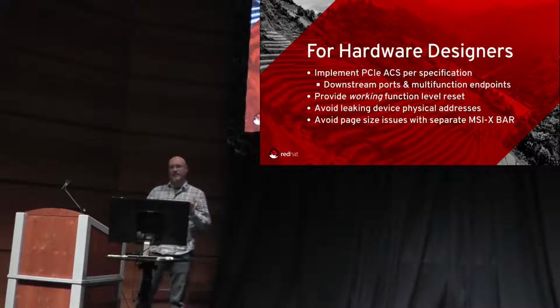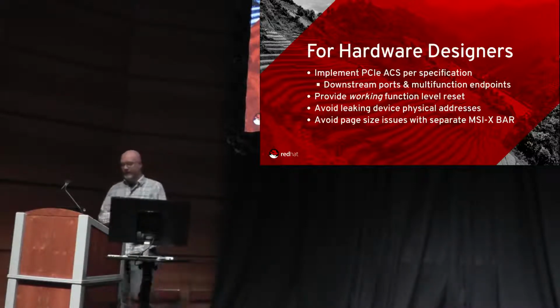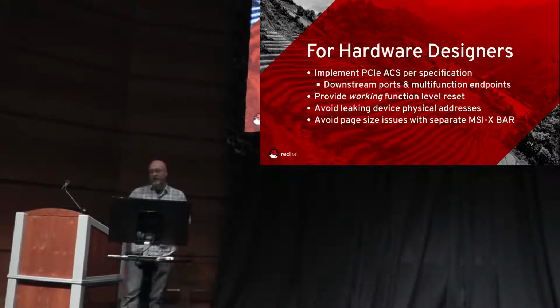And again, for hardware designers, things to do to avoid these sorts of quirks. ACS, as I mentioned, provides us the isolation we need, gets those IOMMU group sizes smaller. Working function level resets, shouldn't need to say working and provide this feature, but we do. And avoid leaking any sorts of physical addresses. So we should only be looking at physical addresses of the device through the PCI config space. Anytime you can get to those through MMIO space, and the driver makes use of those, are potentially cases where we need to virtualize.